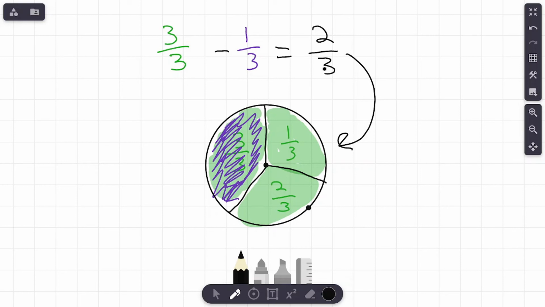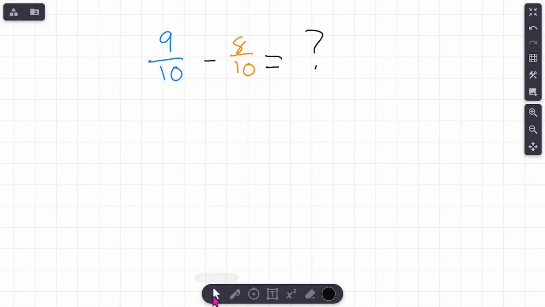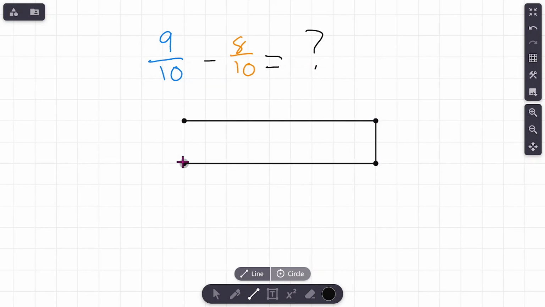Let's try one more. So I've got our last problem here on the screen, and I'm going to go back to my rectangle. I did a circle, so you know I'm always trying things a little new as well. So we've got 9/10 minus 8/10.